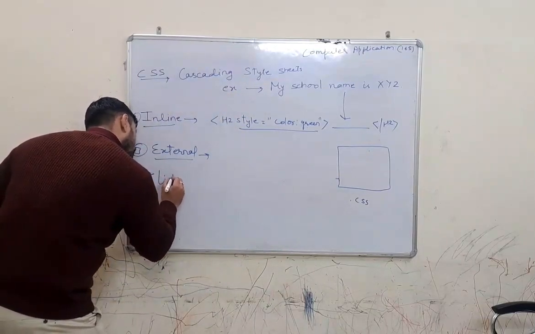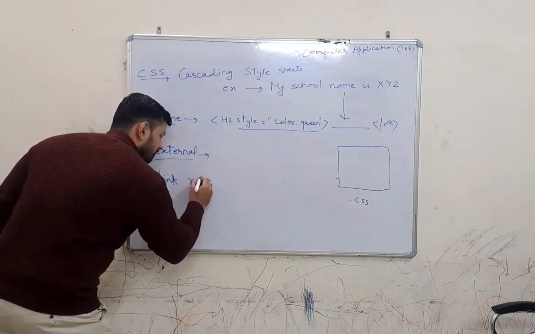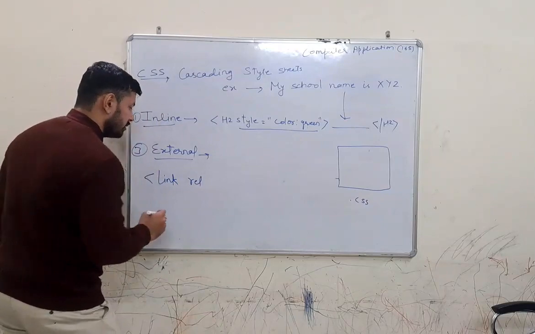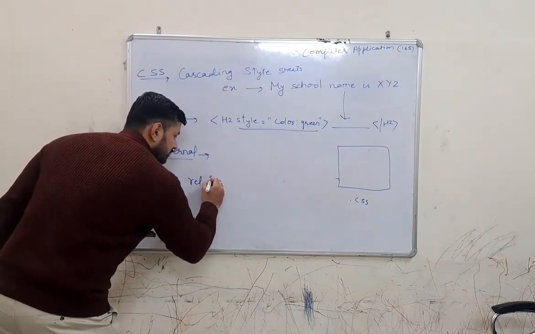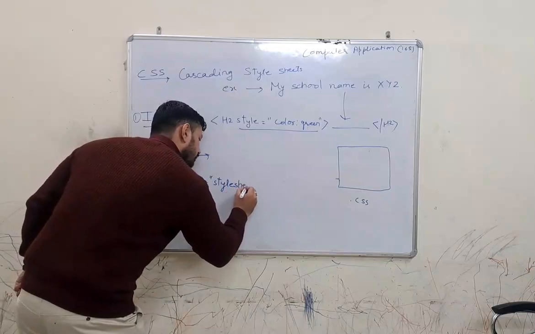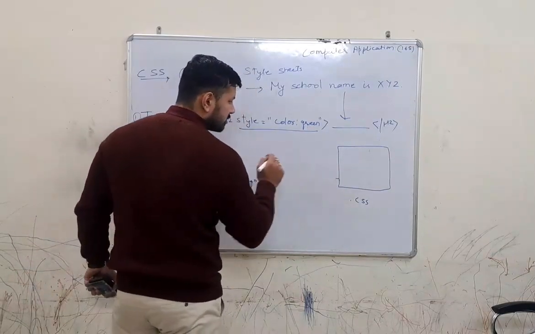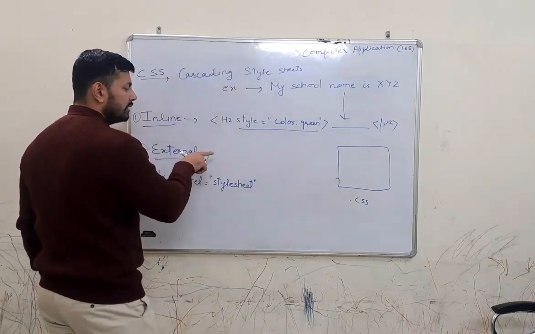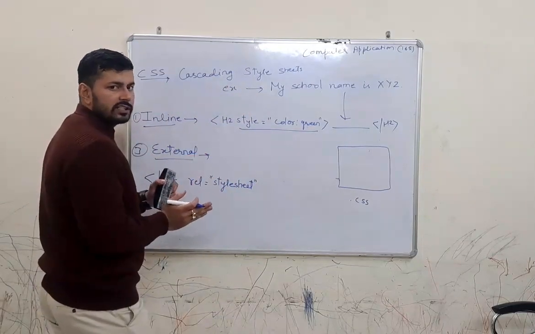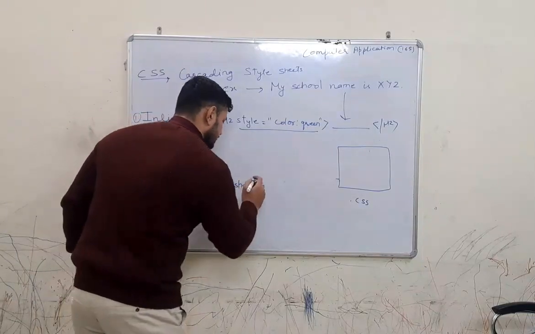First we will give the link, then I will explain what the relation is. Relation is stylesheet. What is the relation of this sheet to the HTML, to the main HTML program? So this is the relation. What is the relation? Relation is a style sheet.